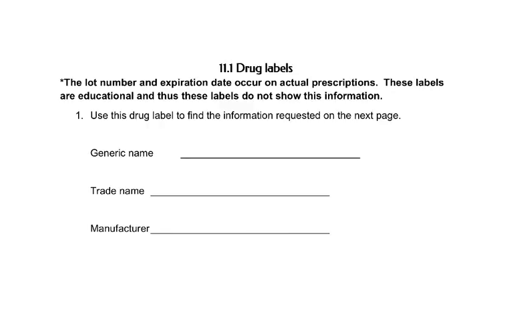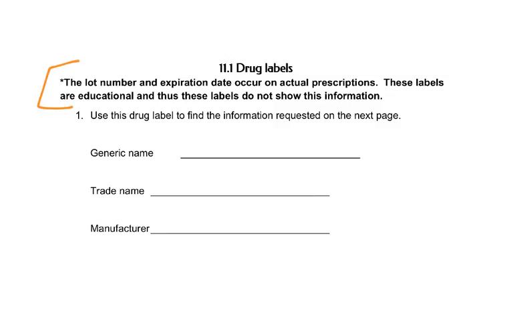In this section, we'll look at how to read a drug label, and we'll look at syringes and IV bags as well and how to read them. So at the top of your notes, you've got descriptions of the different things you should find on almost all drug labels. There's a note at the bottom, and it tells you that the lot number and expiration date occur on actual prescriptions, but because these are just educational labels, we won't see this information.